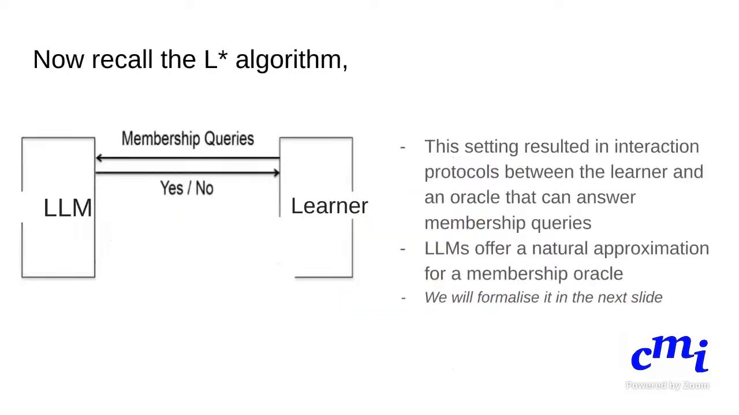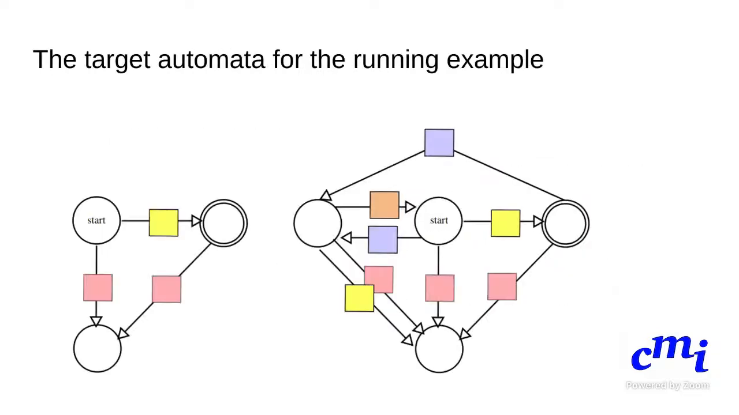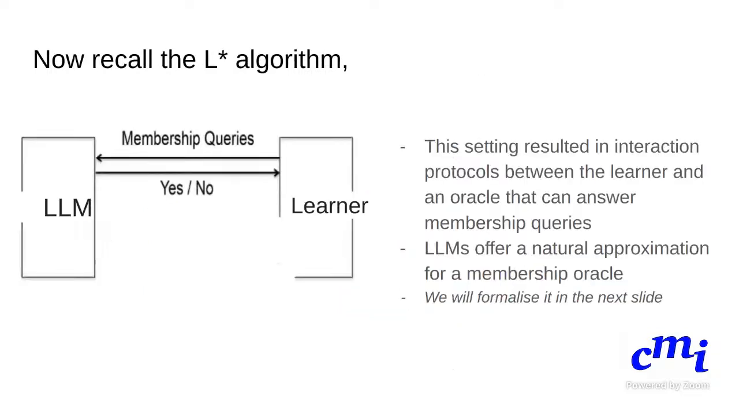Recall that L star only tells us what kind of membership queries we want to ask, but who do we ask the membership query? In the real world, who do we look up to as a teacher, or sign up as a teacher? Here we attempt to approximate a teacher, or find a teacher, in the form of LLMs.